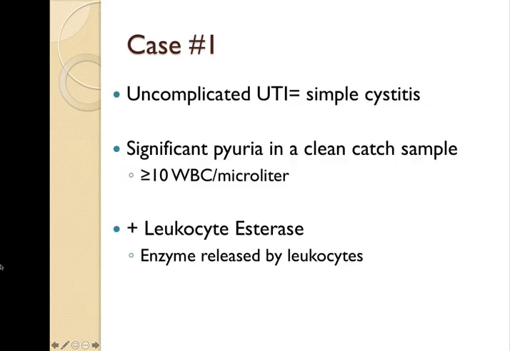Okay. So we diagnosed this patient with uncomplicated UTI or simple cystitis. Based on her urinalysis, we determined that she has significant pyuria, which is defined as a pyuria in a clean catch sample of equal or more than 10 white blood cells in a microliter. She had positive leukocyte esterase, so this is the enzyme which is released by leukocytes, and this is the enzyme that even the urine dipsticks pick up.